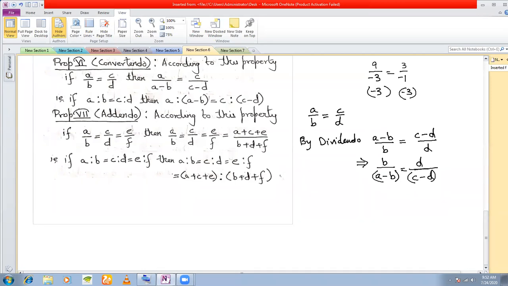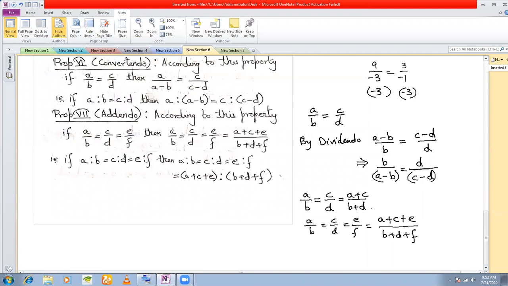And addendo, the name of this property is not given in your textbook. If I have a proportion a by b is equal to c by d, for any two ratios, then both the fractions must be equal to this fraction. If I have a by b is equal to c by d is equal to e by f, then I can write a plus c plus e divided by b plus d plus f. You can check this also.